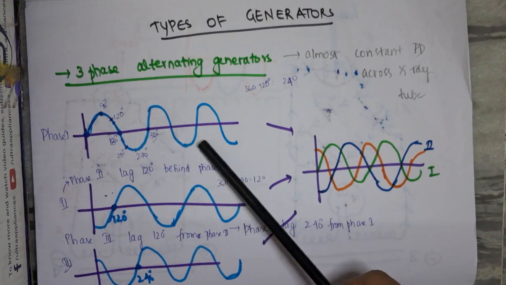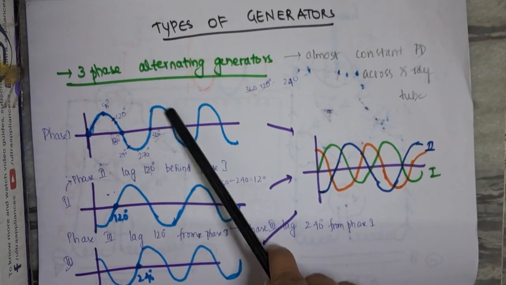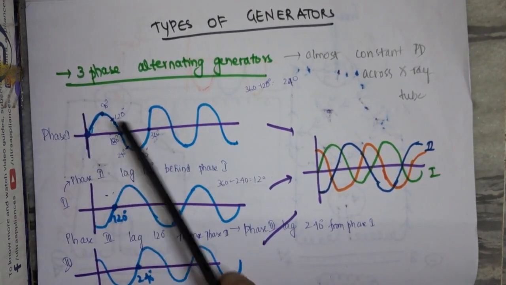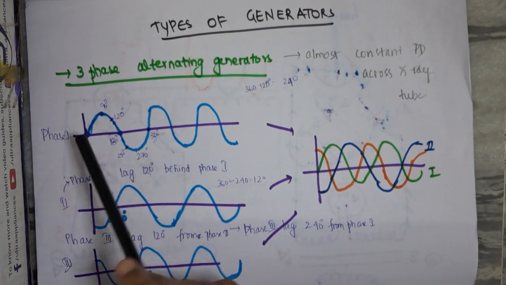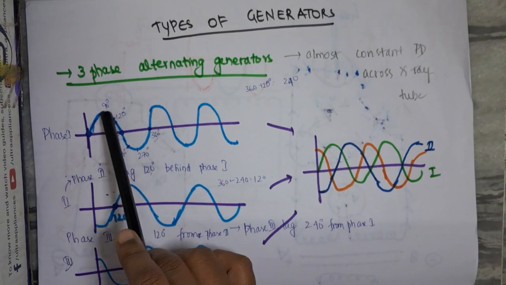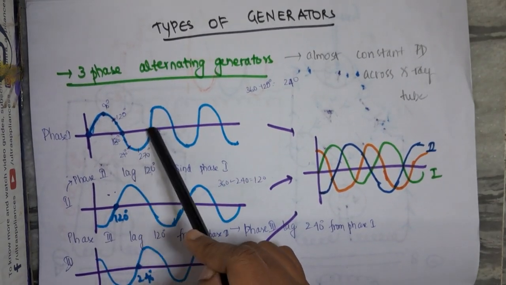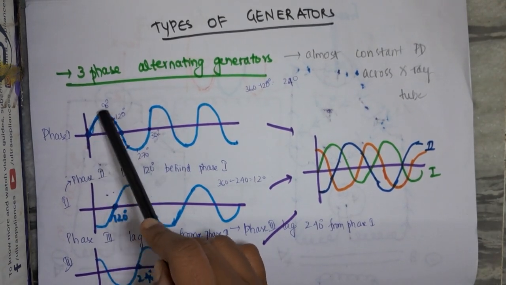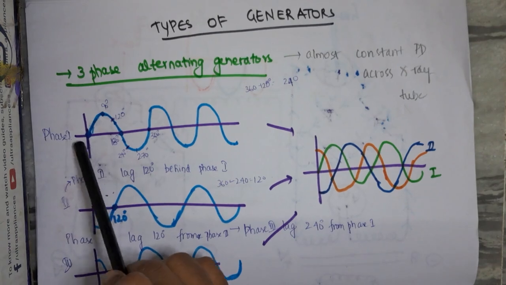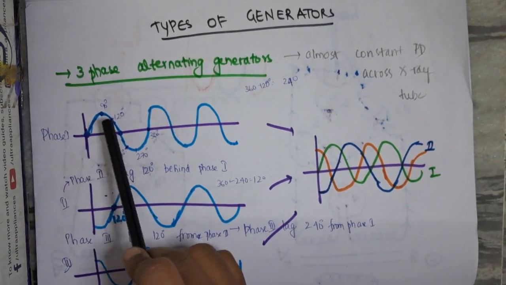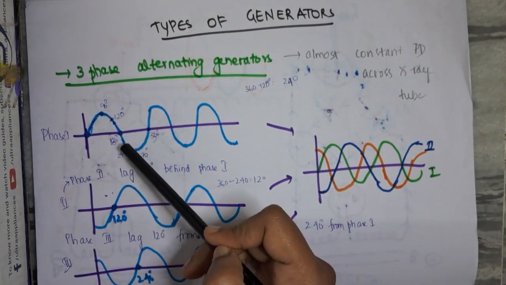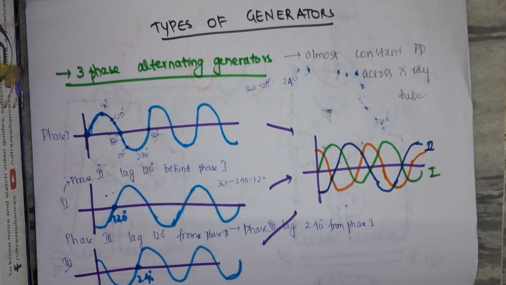In phase 1, this is the normal alternating current which is produced. This is the 0 phase. That means it starts from 0, goes to 90, then comes back to 180, and then from 180 to 270, and 270 to 360. This is how it goes. So this is 0, 90, 120, 180, then 240, 270 and finally 360. Then the next type is phase 2.